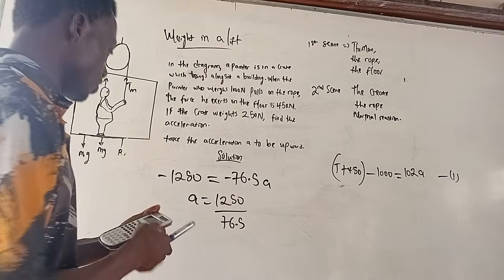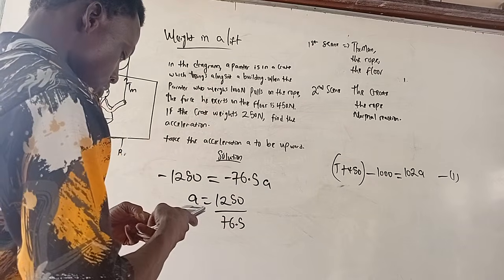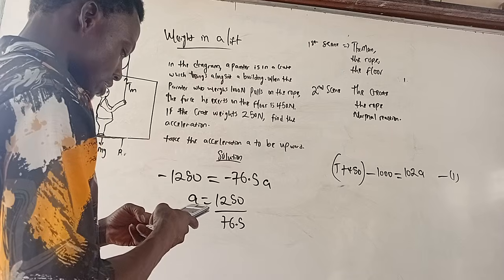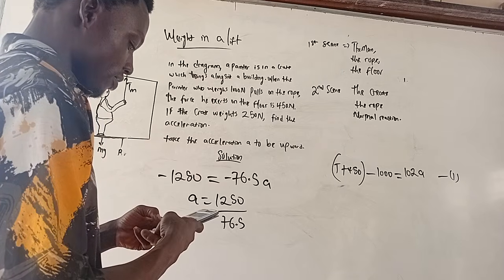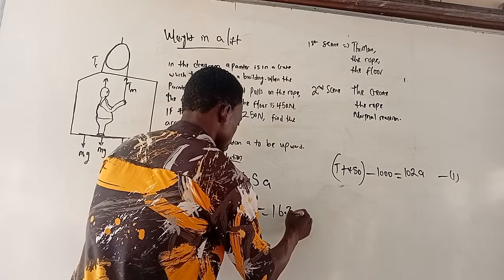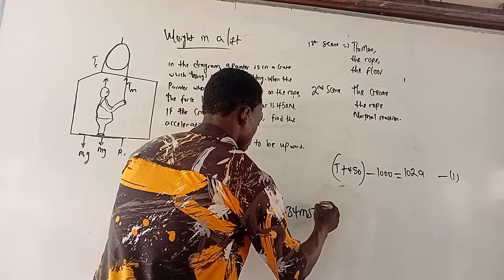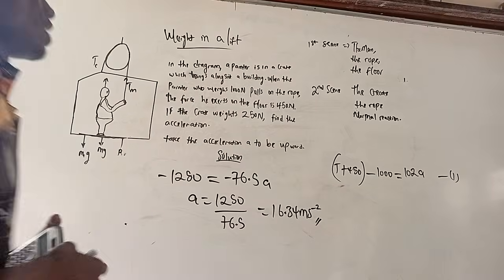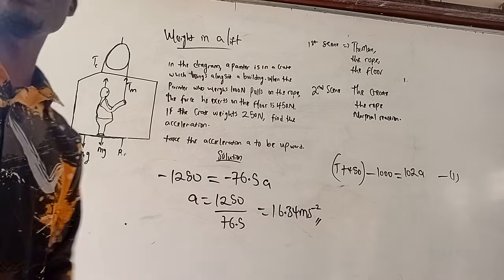So your acceleration is 1,250 divided by 76.5. So this gives us what? 16.34 meter per second square. So that's the acceleration. Let's check if I have not made any mistake.